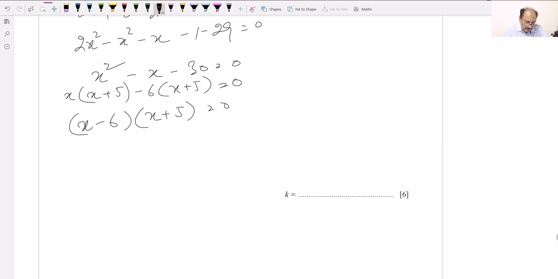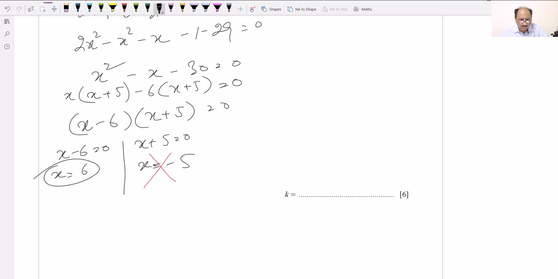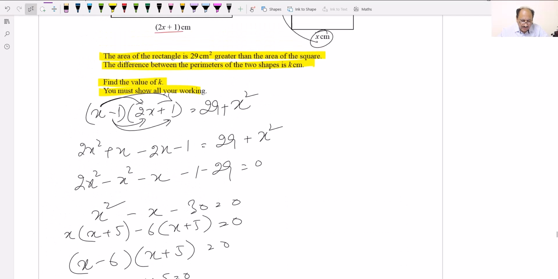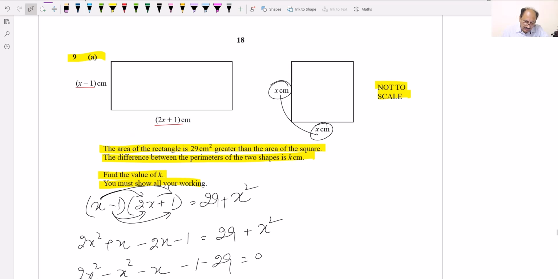Now we can rewrite: x minus 6 is equal to 0, or x plus 5 is equal to 0, so x is equal to 6 and x is equal to minus 5. Length cannot be negative, so we are rejecting this and using x is equal to 6. Now, with x equal to 6, they are asking for the difference between the perimeters of the two shapes, so we can calculate the perimeter of the two shapes.